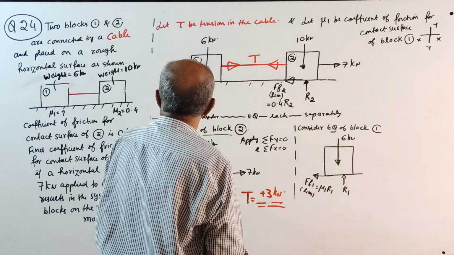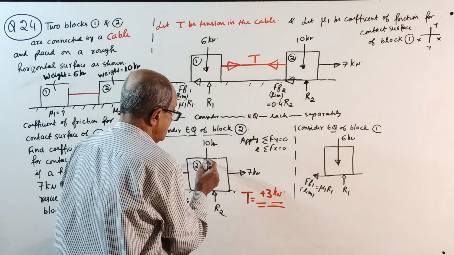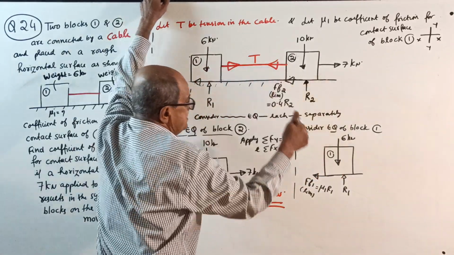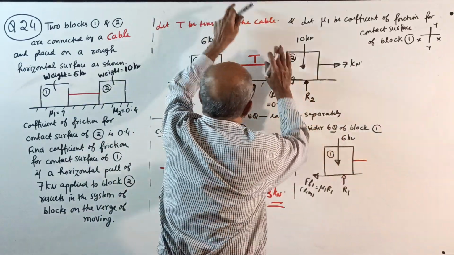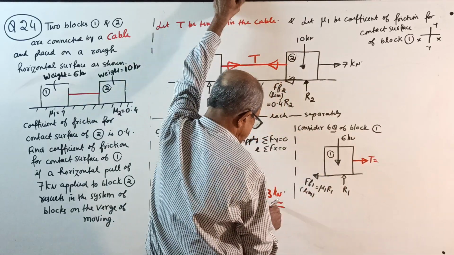Also, if you want to take a right here, this is block 2, this is block 1. And also, the tension T is acting here. See, this tension. And by this time, you know the tension, how much? 3 kilonewton.